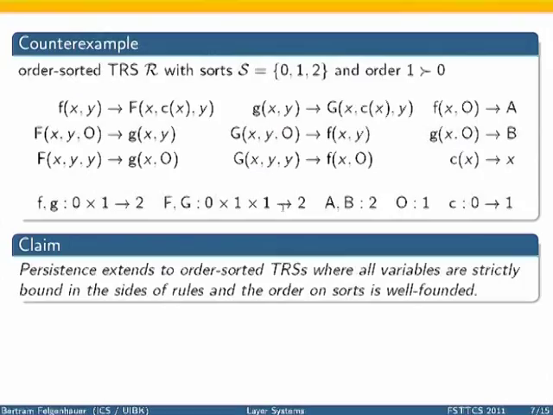And in the last rule, well, if we check the left-hand side, then it has sort 1. That is the result type of C. And if we check the right-hand side, then it has sort 0. That is the sort of X.